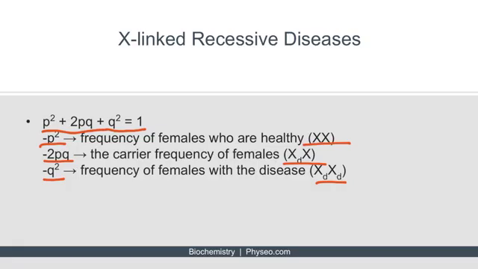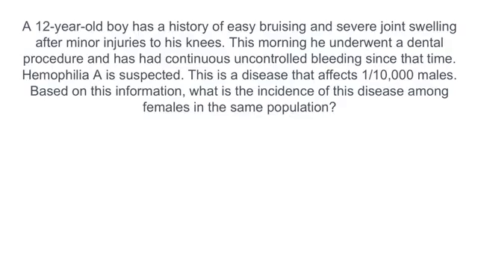Okay, let's wrap up this section with one more question. A 12-year-old boy has a history of easy bruising and severe joint swelling after minor injuries to his knees. This morning, he underwent a dental procedure and has had continuous uncontrolled bleeding since that time. Hemophilia A is suspected. This is a disease that affects 1 in 10,000 males. Based on this information, what is the incidence of this disease among females in the same population?